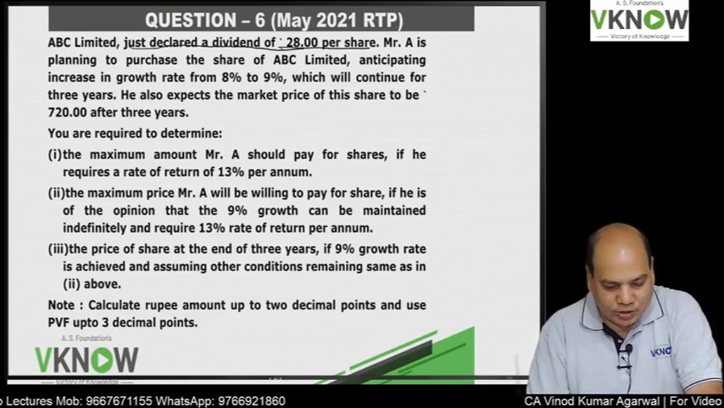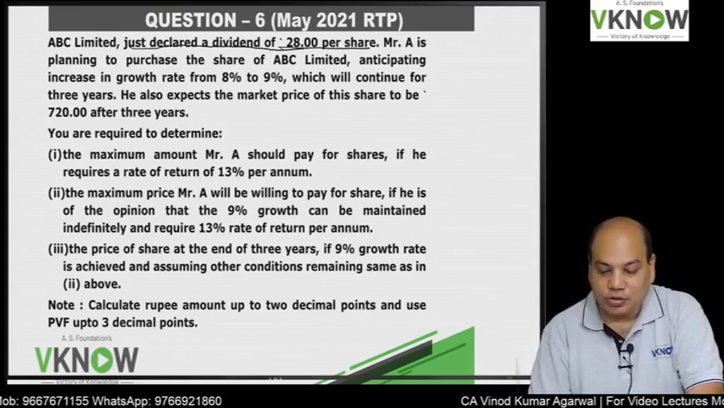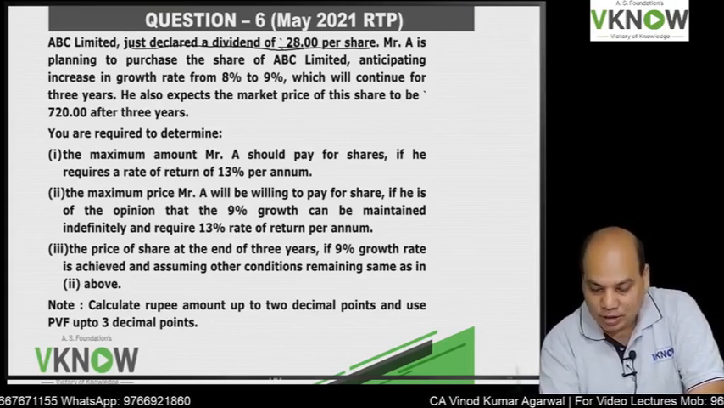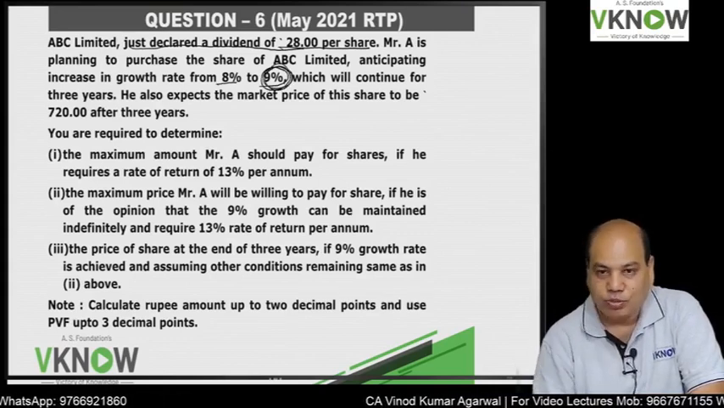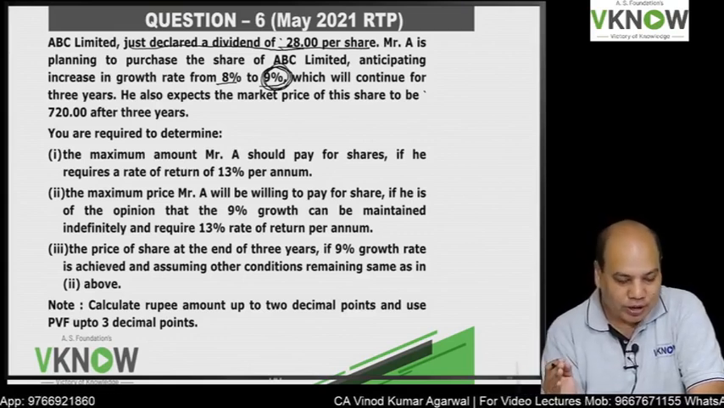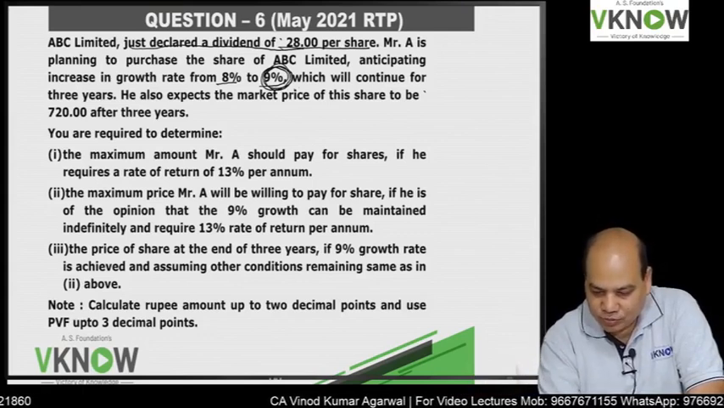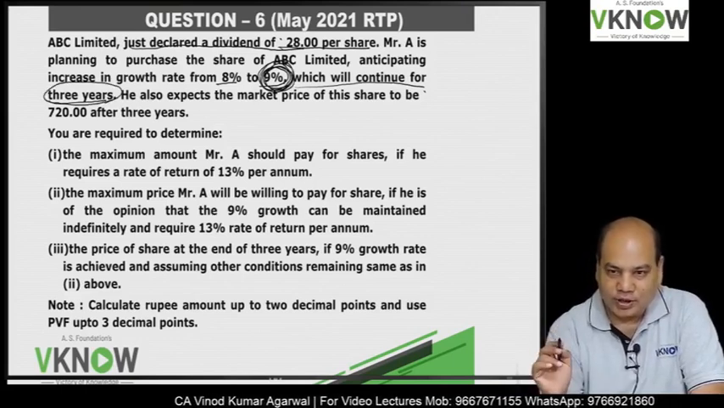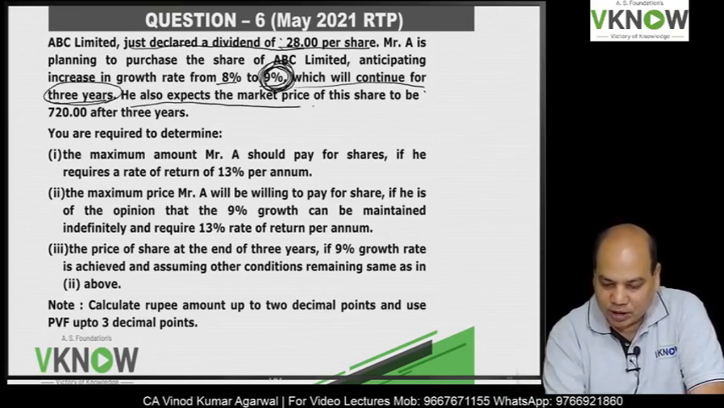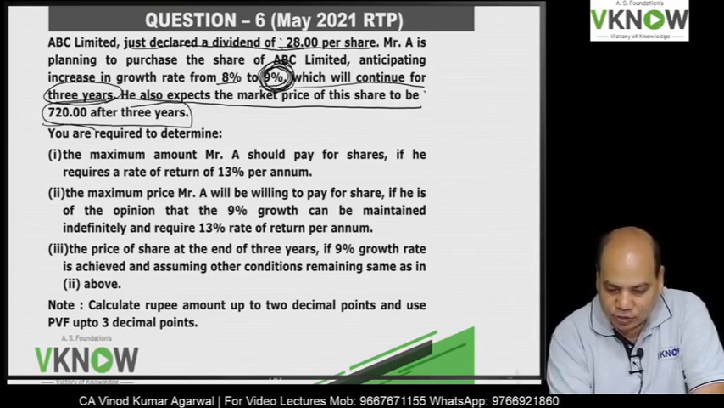Mr. A is planning to purchase the share of ABC Limited, anticipating an increase in growth rate from 8% to 9%. So what will be the growth rate henceforth? 9%. The growth rate will increase from 8% to 9%, which will continue for 3 years. He also expects the market price of the share to be 720 after 3 years. So this is P3.